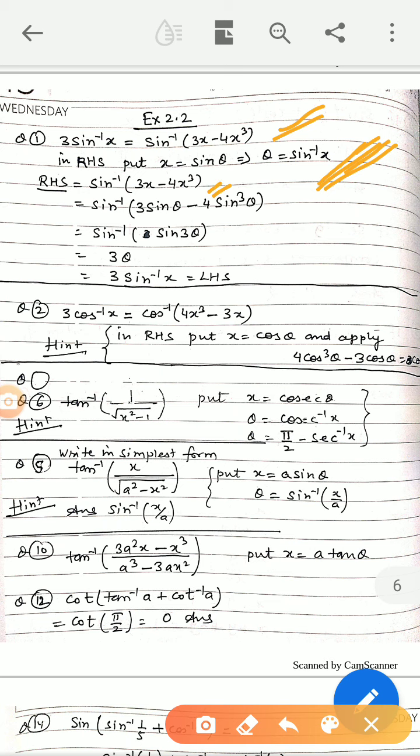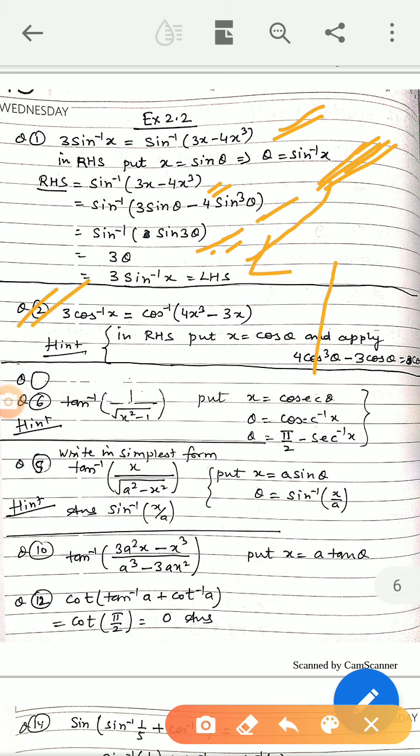Now when you put this in, you get this portion, and I already gave you the sin 3 theta formula, 3 sin theta minus 4 sin cube theta. That will be sin inverse of sin 3 theta, and sin cancels, and you get 3 theta. Theta is sin inverse, you can put. Similarly, you can do the second question also.